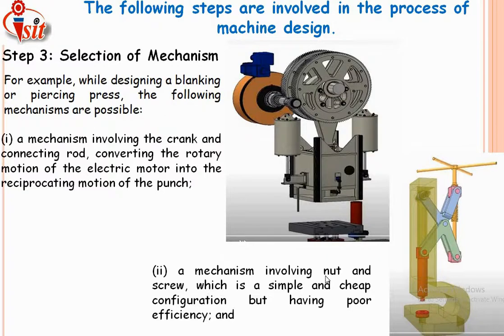Another example is a mechanism involving nut and screw, which is a simple and cheap configuration but having poor efficiency. Now this is also another parameter. If you select the simple mechanism, you need to concentrate on the efficiency of that mechanism, how this mechanism will operate. If you select a simple mechanism, that is another side of the coin. One part says you have to select the simple mechanism, but also you have to look for the efficiency of the machine element. So that is the selection of a proper mechanism.